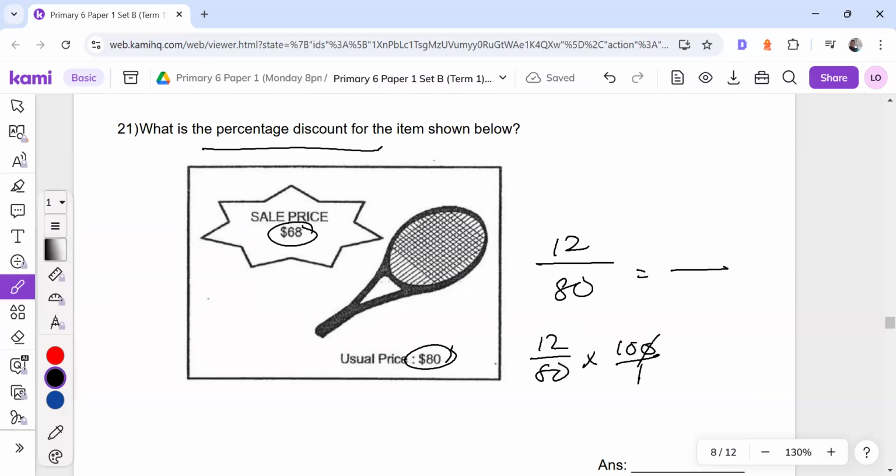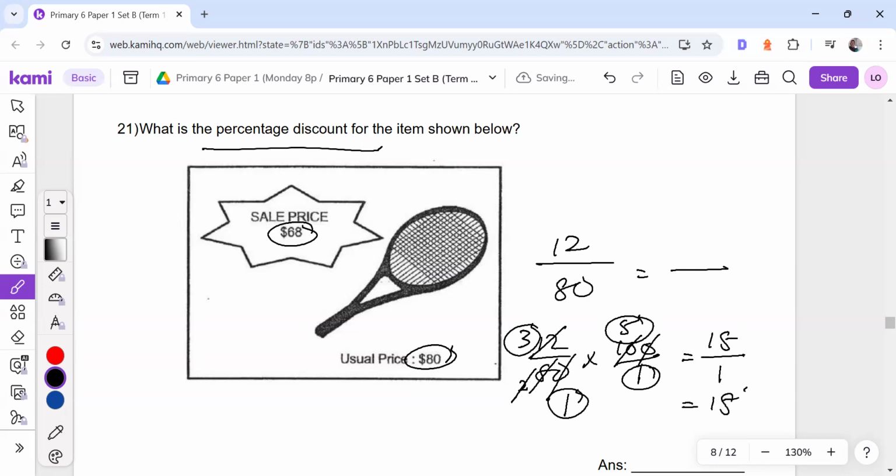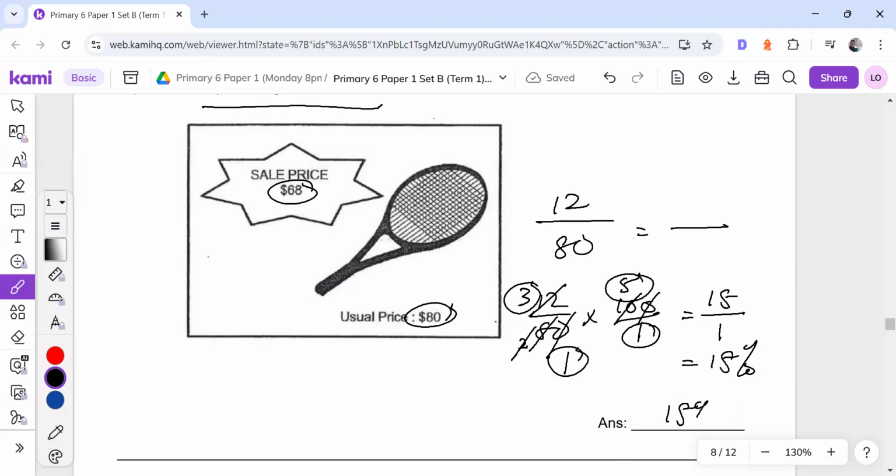So cancel 10, cancel 10, and then 8 divided by 4, and 12 divided by 4, and then 2 divided by 2, you get 1, and 10 divided by 2, you get 5. All right, and then when your denominators are all 1 already, there is nothing else to cancel. So you just multiply. 5 times 3, 1 times 1, how many percent discount? 15% discount. So your answer should be 15%.